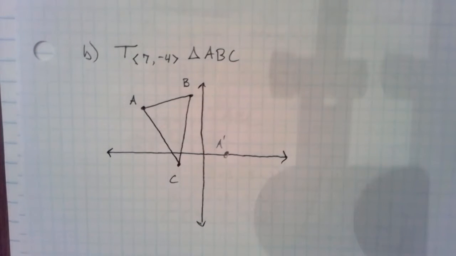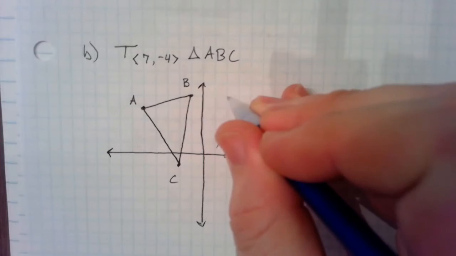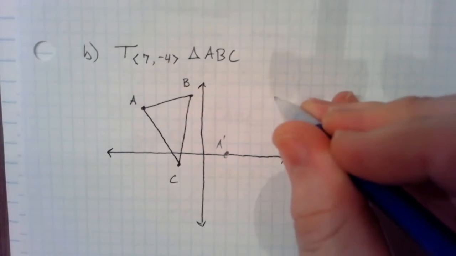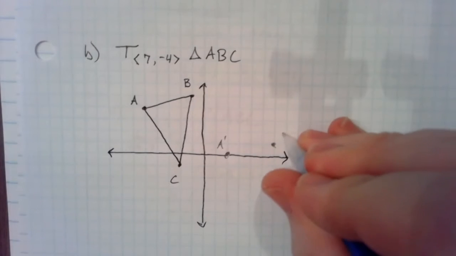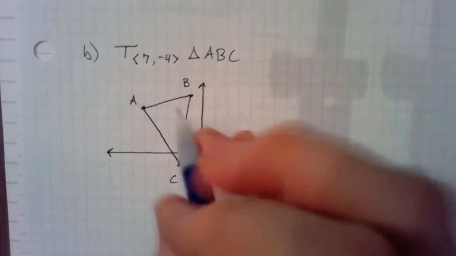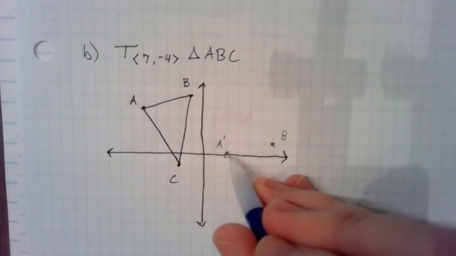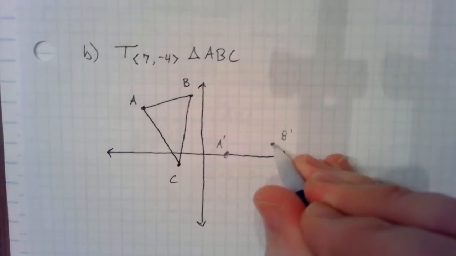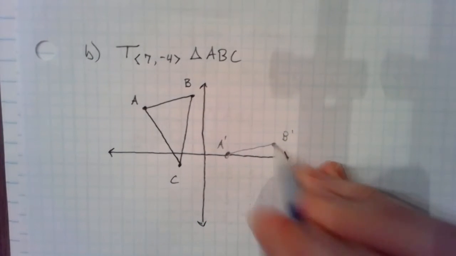Okay, B is going to move over 1, 2, 3, 4, 5, 6, 7, and down 1, 2, 3, 4. Now what I want you to notice here is the relative position between the 2 points. To go from A to B, I go up 1 and over 1, 2, 3, 4. So to go from A prime to B prime, I should go up 1 and over 1, 2, 3, 4. And you can see that that relative position is preserved, okay?